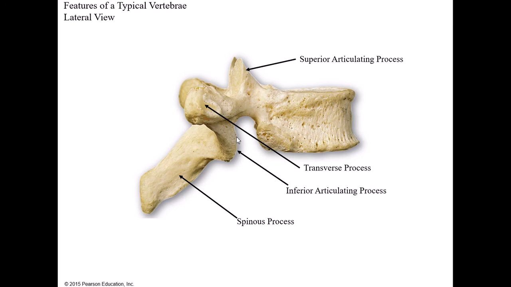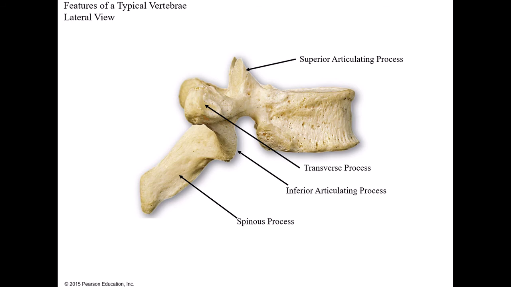The last 2 processes we don't see too well on this picture, but on the underside of the lamina are the inferior articulating processes. So what do these words mean? Superior articulating, inferior articulating. Articulating means it's going to form a joint. So we need the superior articulating processes and the inferior articulating processes to stack the vertebrae on top of one another. Right, so whenever you hear articulating, think that we're forming a joint.